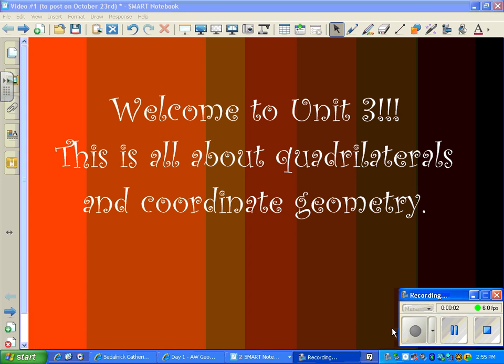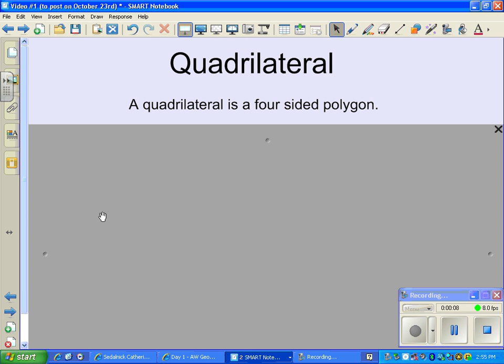Welcome to Unit 3. So this lesson, as you can see, is all about quadrilaterals and coordinate geometry. Now the first definition you'll need to write down is a quadrilateral. So make sure you're writing that down in your notebook.